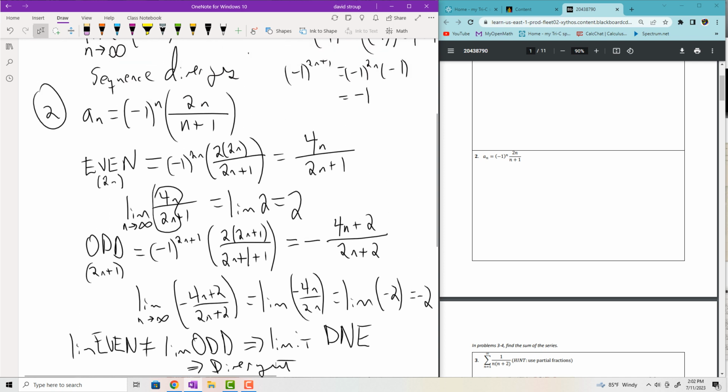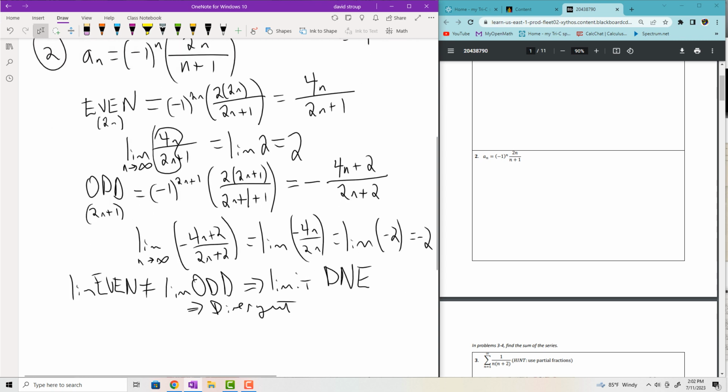And you can get away without having to worry about the 2n or the 2n plus 1 if you just note that the limit of a sub n, when it's odd, you're always going to have a negative. So it'd be basically -2n all over n plus 1, and then the limit of that's -2. When it's even, it's just going to be positive, basically 2n all over n plus 1, and the limit of that is just 2. So you can avoid having to learn something if that's your game.